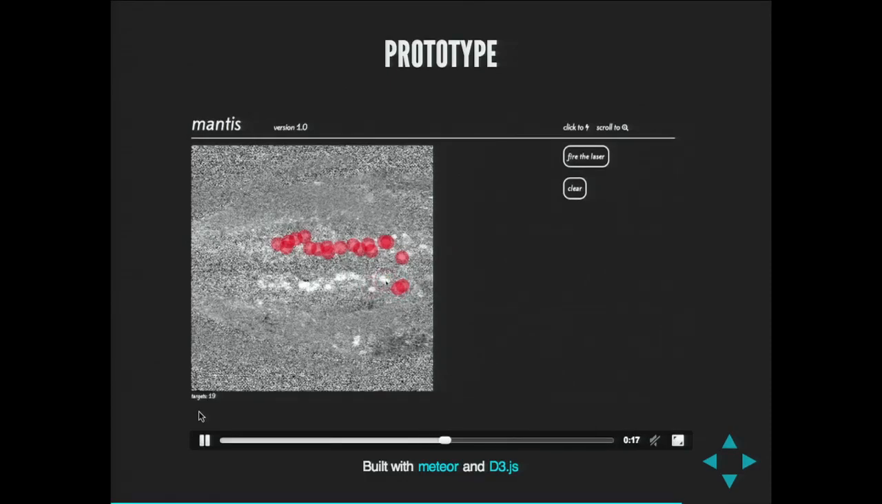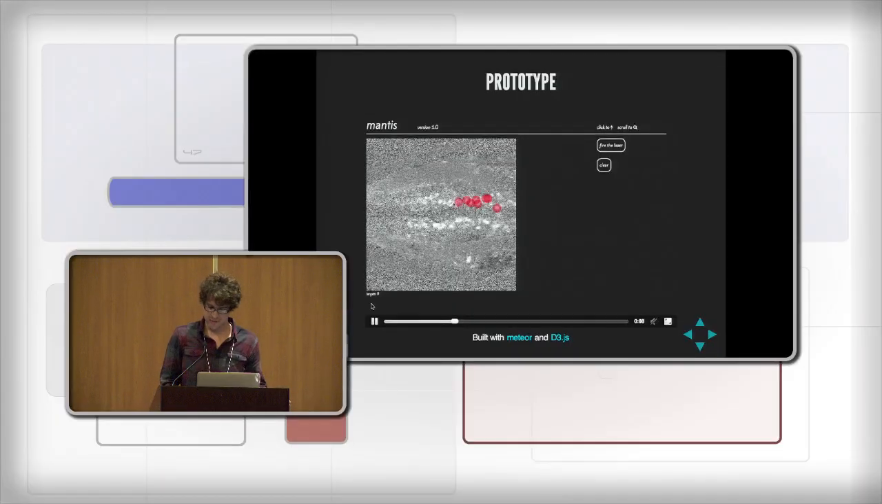And after I've selected all the neurons that I'm interested in, I'll click a button in the upper right that says fire the laser. And this is going to send a set of coordinates to a laser, which will then, in this case, kill all of these neurons. So we find the neurons we're interested in, and then we kill them. And I know it sounds a bit brutal. And the idea is to see what effect that has on the animal's behavior.